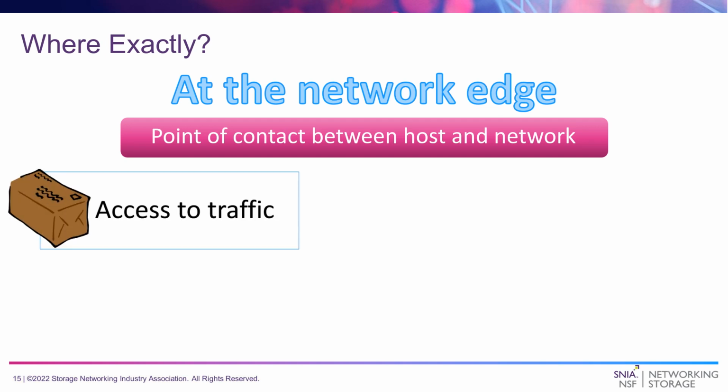First of all, that's a spot where we can easily access traffic. That's a natural spot to access traffic. Traffic is being sent and received by hosts. So if we place the xPU there at the edge between the network and the host, we can access all the traffic, to be able to observe it, to manipulate it, or to filter it, depending on the kind of applications we want to implement.